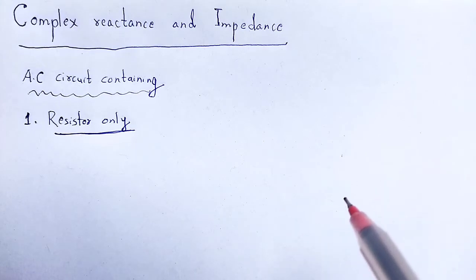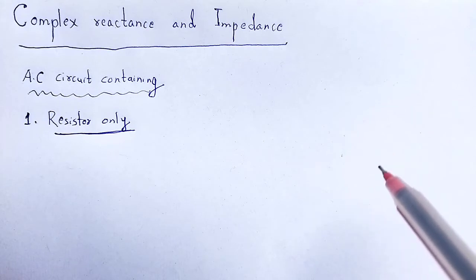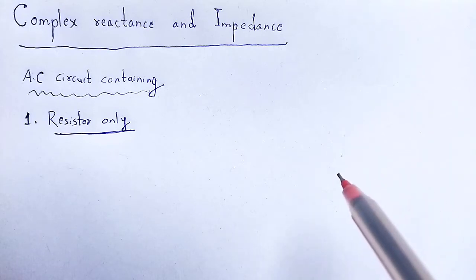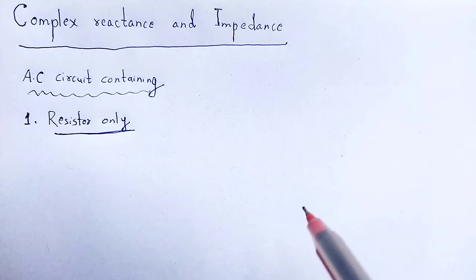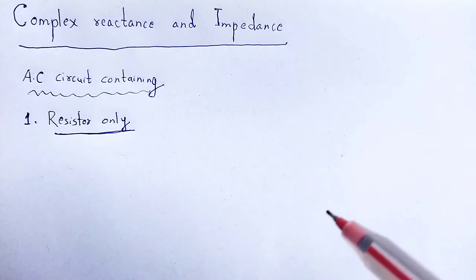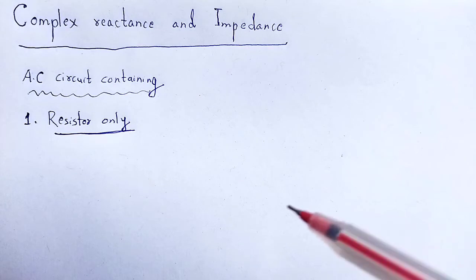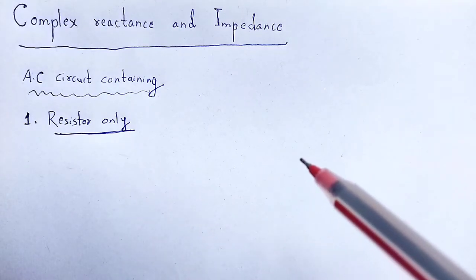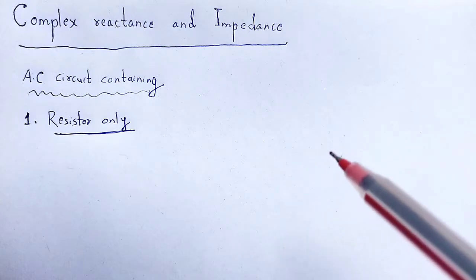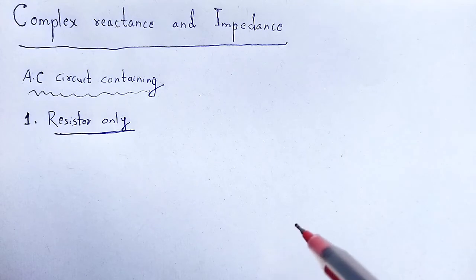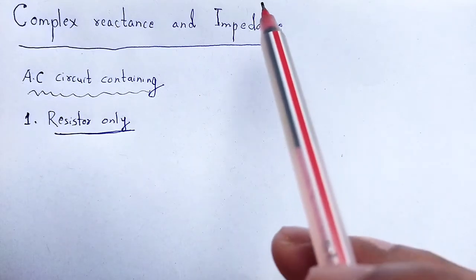In case of an AC circuit, when a resistor is there, it provides opposition to the current, which is known as resistance. And if that AC circuit contains either a capacitor or an inductor, then the opposition is named the reactance. For a capacitor, it will be capacitive reactance. For an inductor, it will be inductive reactance. When a capacitor, inductor and resistor, either any two or all three, are connected in series to an AC circuit, then the opposition is named the impedance.